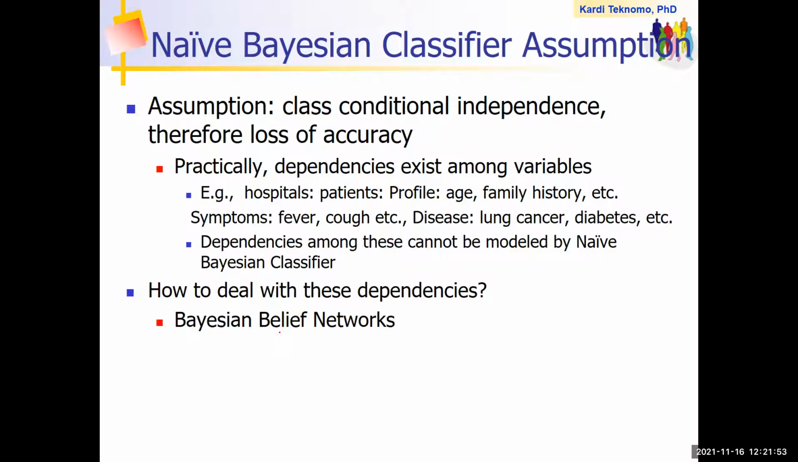So with that, how about the conditional independence assumption? In practice, dependency exists among variables, right? For example, in a hospital, the patient has a profile of age, family history, and so on, and then you have symptoms like fever, cough, and then the disease. They are actually dependent on each other, right? But this dependency is not modeled inside naive Bayes because we assume independence. If you want to remove that assumption, then we have another model called the Bayesian belief model or Bayesian network. We are not discussing that here, but at least you know that removing that assumption will lead to a different model. It is more complicated and needs more data.